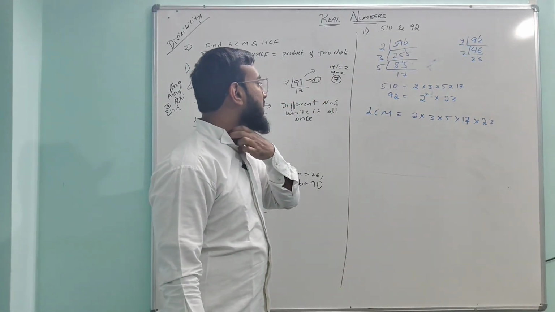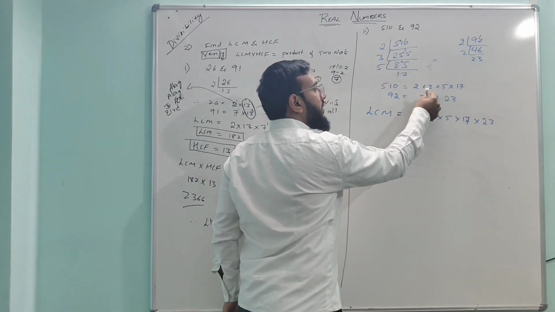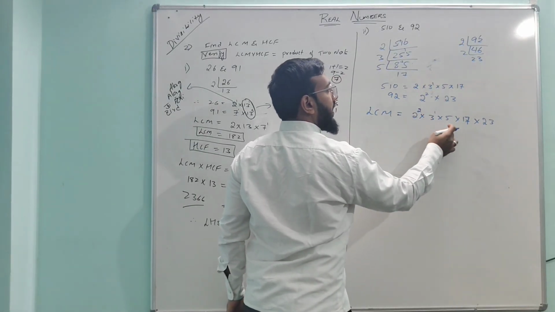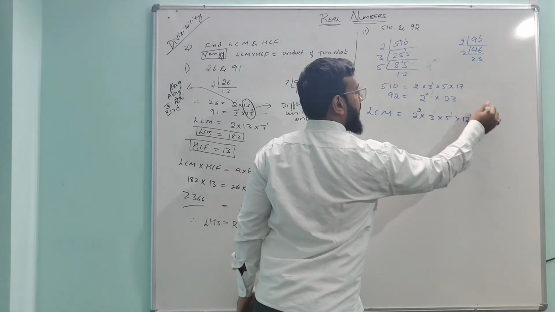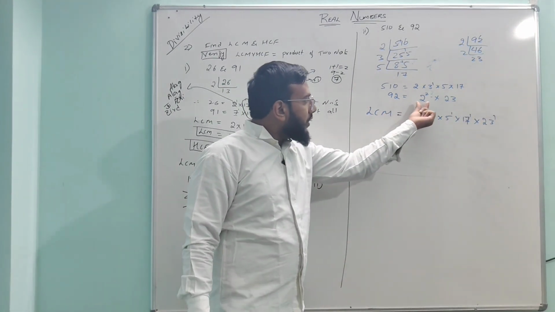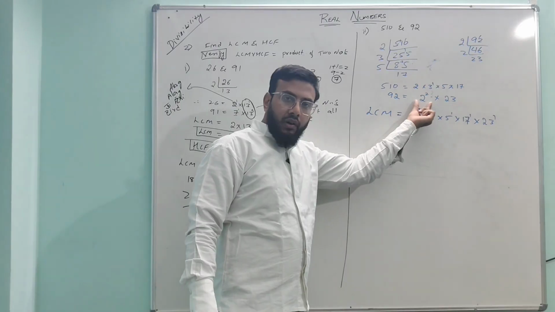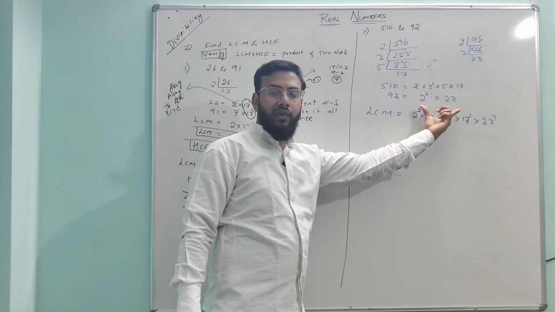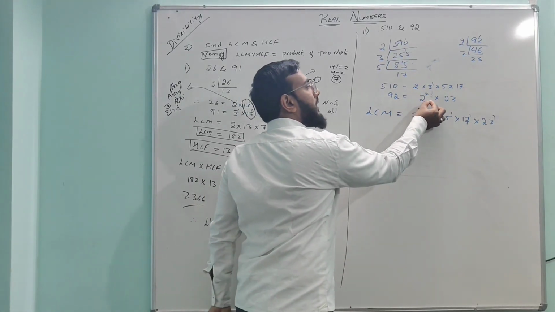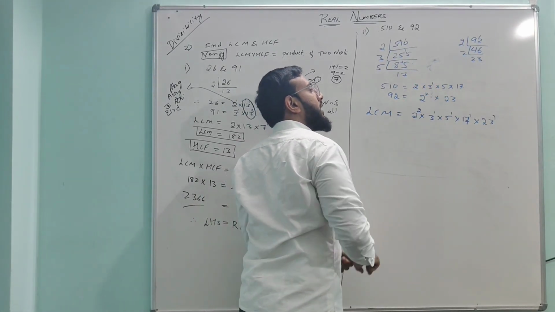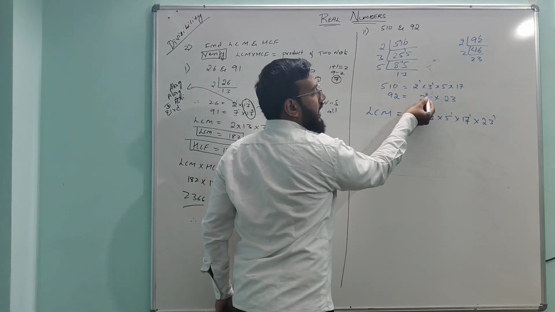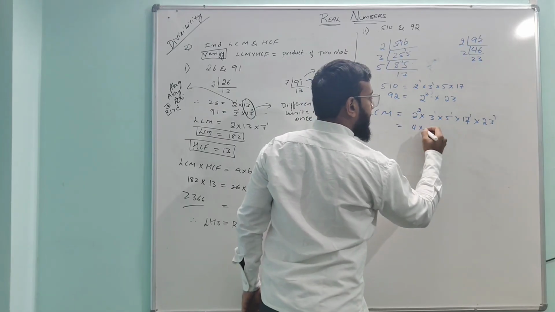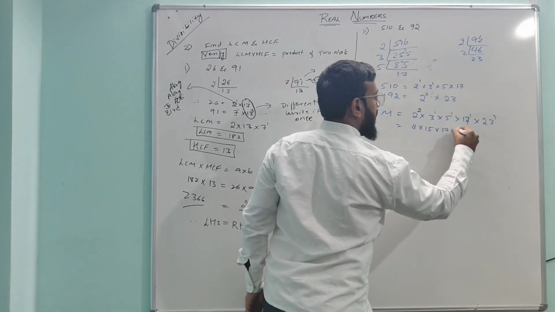Okay. Now see the highest power in this. For 2, the highest power we have is 2 square, correct? For 3, we have only 1. For 5, only 1. For 17, 1. For 23, only 1. In comparison of the powers, the highest power for 2 is 2 power 2. So if you multiply this, 2 square is 4, into 3 into 5 is 15, into 17 into 23.